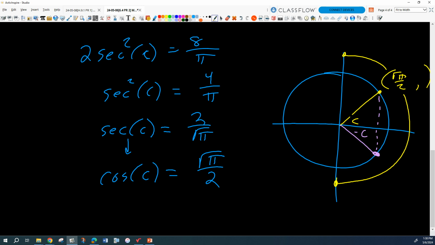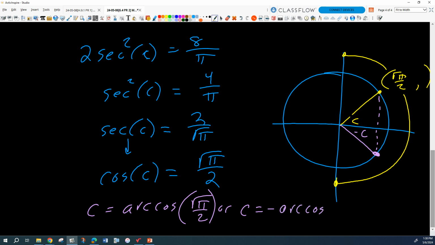So what would my two solutions be? Well, I'm going to get two answers. I'm either going to get c equals arc cosine of square root of pi over 2, or c equals negative arc cosine of square root of pi over 2, right?